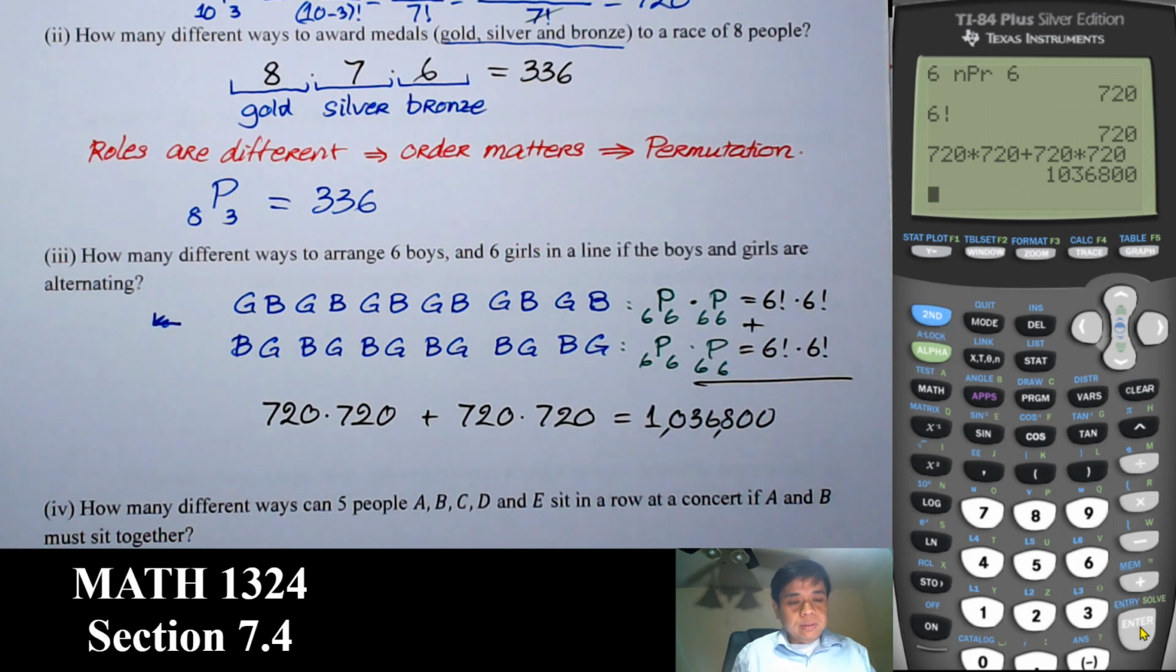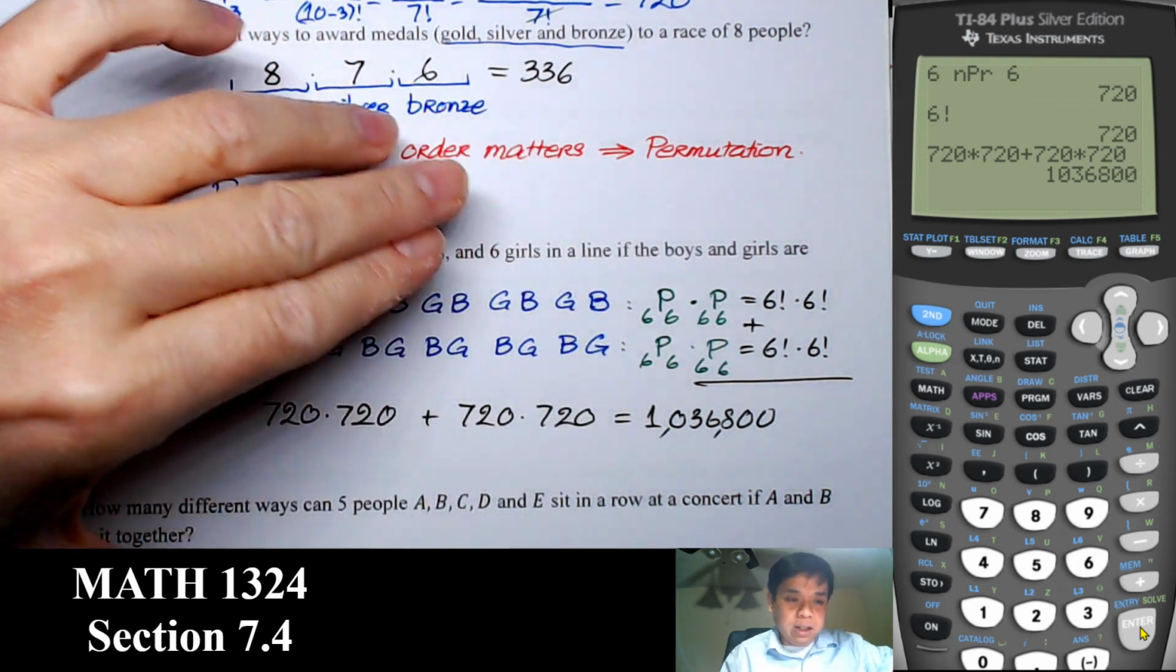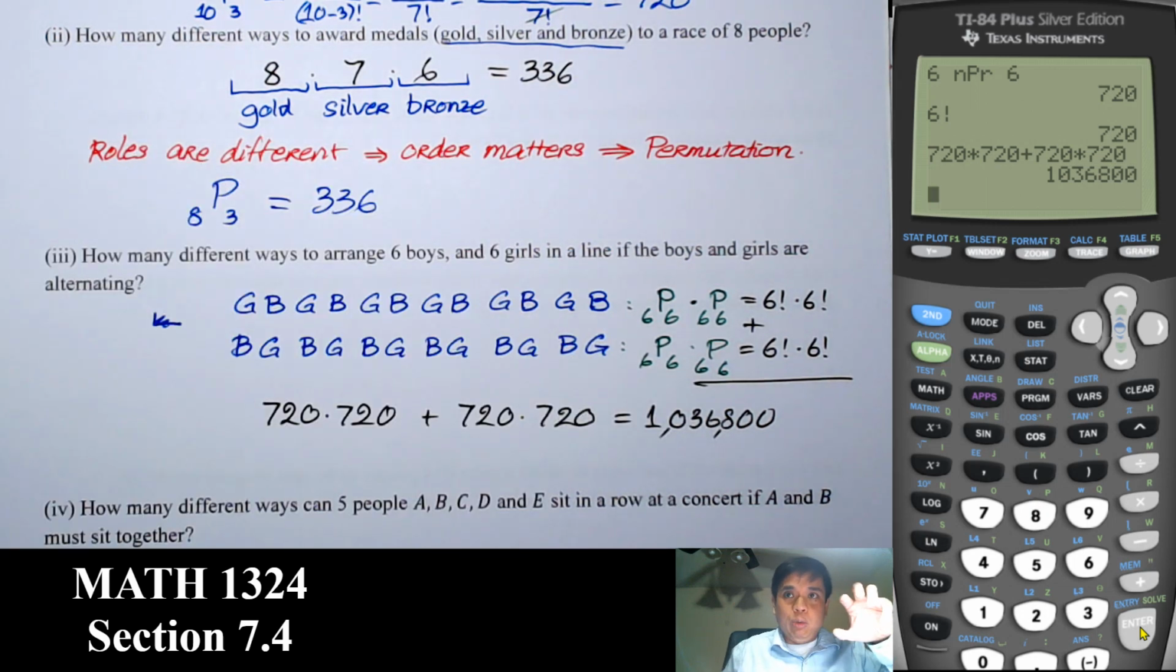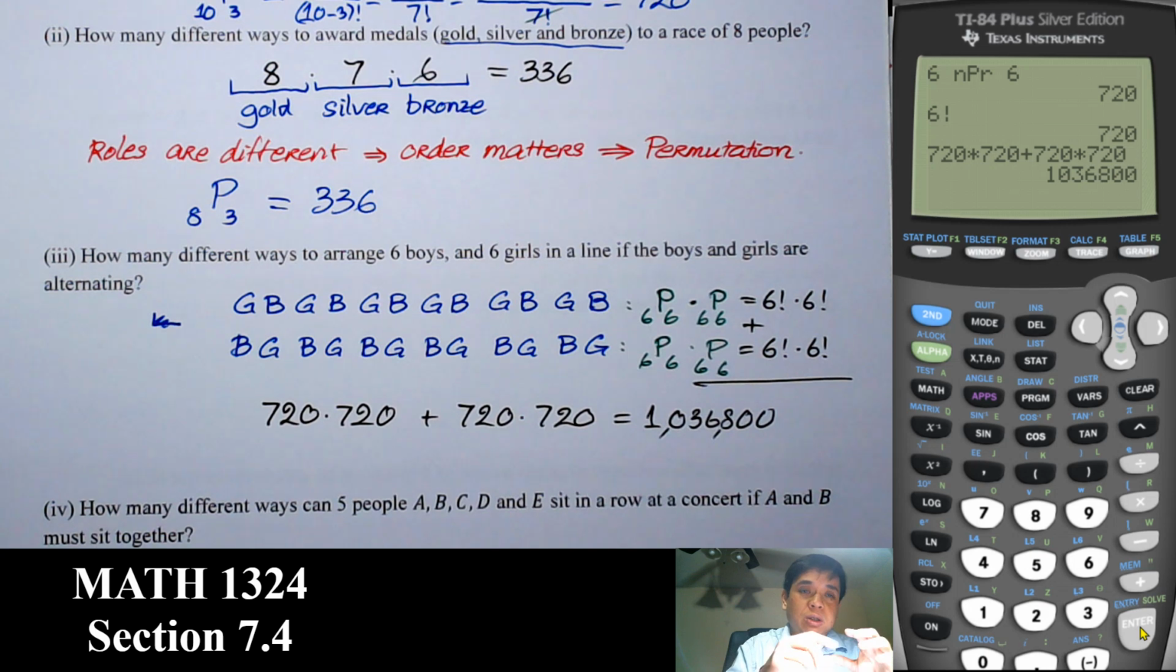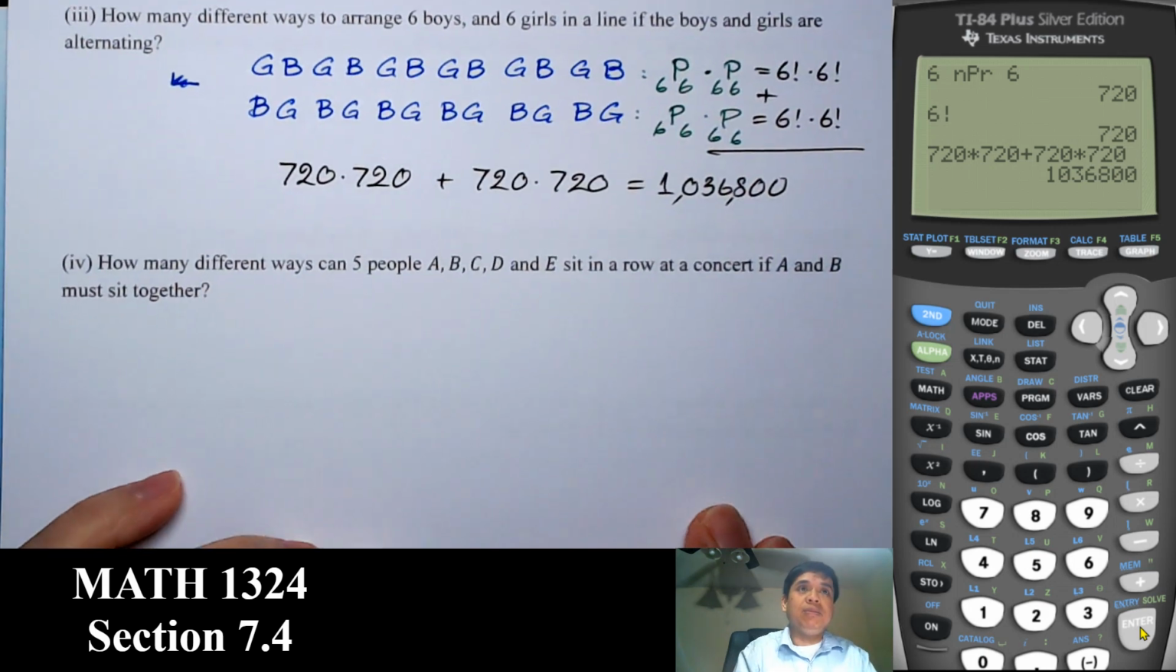Right. So whatever we choose for the boys, and then we choose the girls, and then we multiply together, and then there are 2 different arrangements. So I just add them.